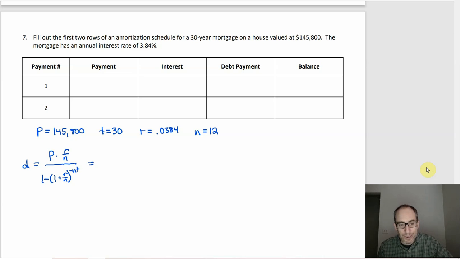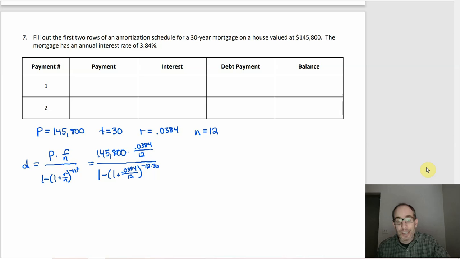So we're doing that again. All right, so this will be 145,800 times 0.0384 over 12, over 1 minus 1 plus 0.0384 over 12 raised to the power of negative 12 times 30, right? 30-year mortgage. All right, what you get for this, and I guess if you want to simplify, you can.